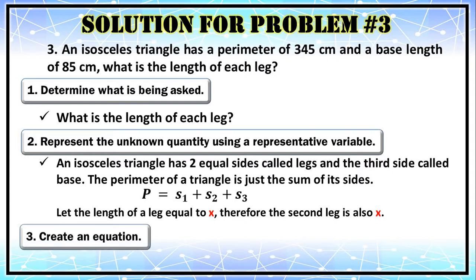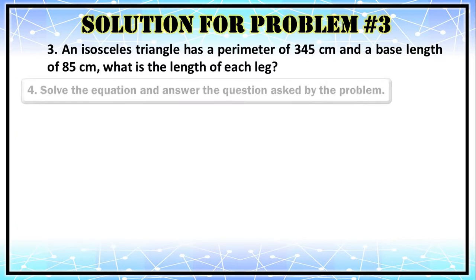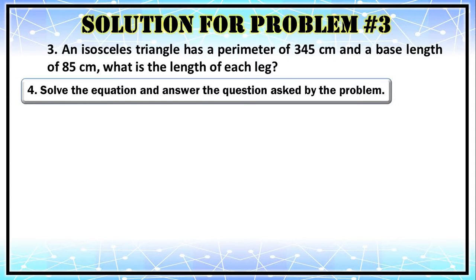So step number 3 is to create an equation. We have the leg plus base equals perimeter, which is x plus 85 equals 345. Step number 4 is to solve the equation and answer the question asked by our problem. Solve for the value of x. Then we have the equation.